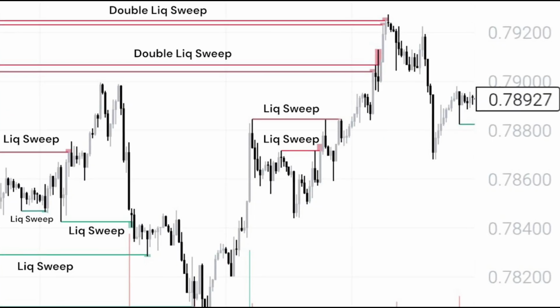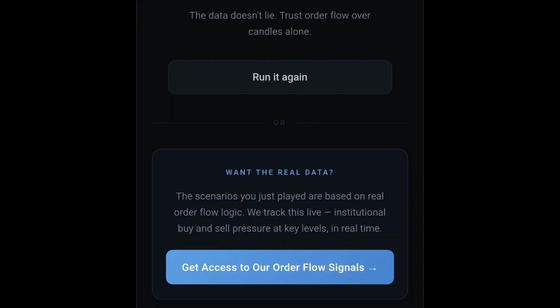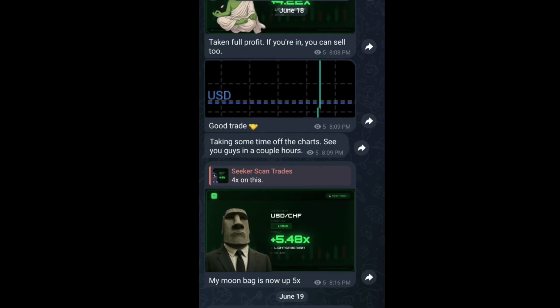We will also show you how to use the liquidity sweep effectively. We'll also be giving you access to some pro tools you can use to spot high-quality setups, and also access to our trading channel where we share free trades. Let's dive right into it.